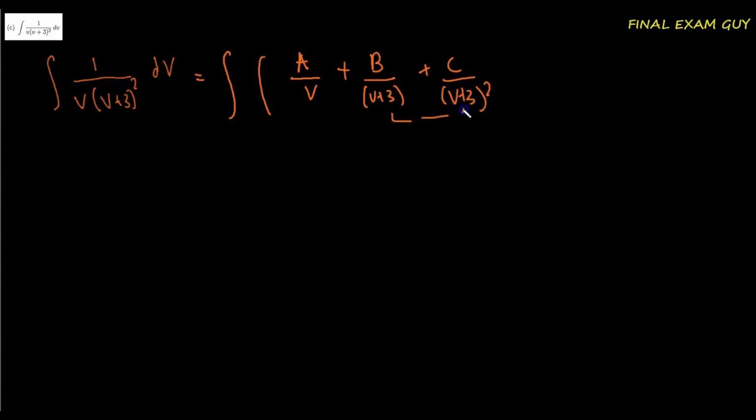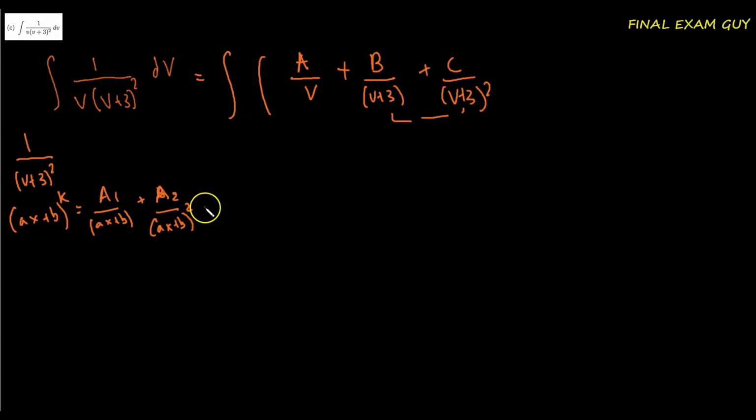Let me just explain this over here. If you have a fraction of the form (ax plus b) to the power of k, its partial fraction would be turned into A1 over ax plus b, so you go up to k, plus A2 over (ax plus b) squared, and then you keep going up to Ak over (ax plus b) to the k.